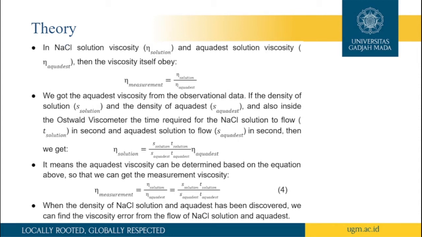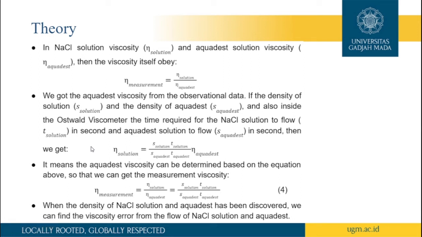For the natrium chloride solution viscosity and aqueous solution viscosity, the viscosity itself obeys this equation. So the eta measurement or the viscosity measurement is equal to the viscosity of the solution divided by the viscosity of the aqueous. We got the aqueous viscosity from the observational data. If the density of the solution and the density of the aqueous are known, and also inside the Ostwald viscometer the time required for the natrium chloride solution to flow in seconds and the aqueous solution to flow in seconds are known too, then we can construct this equation.